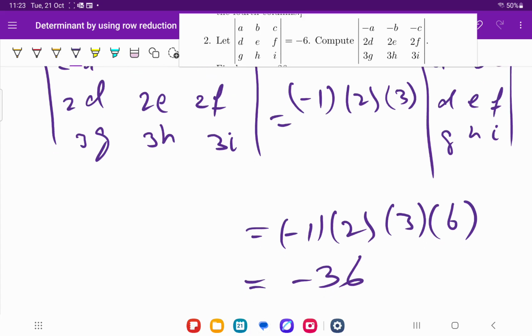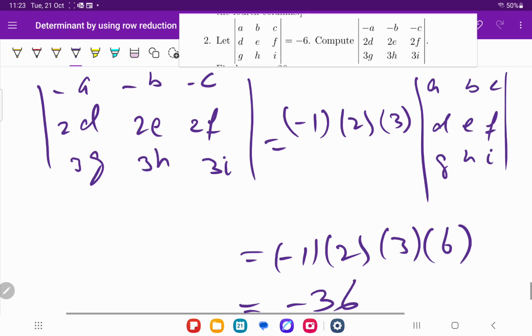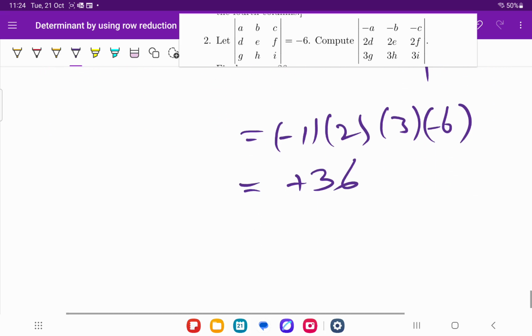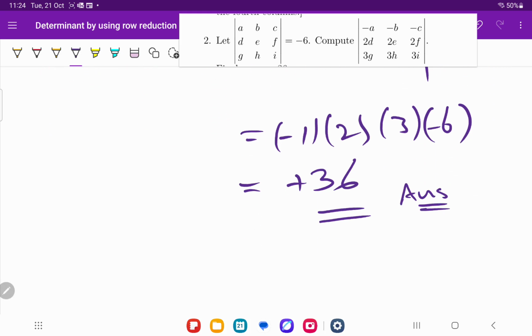Why times 6? 2 multiplied by 3 is 6. 6 multiplied by 6 is 36. I know how did you get -1 and 2 and 3? So this is -6. Sorry. Plus 36. Plus 36. That is the answer. Now we are moving to the second question.